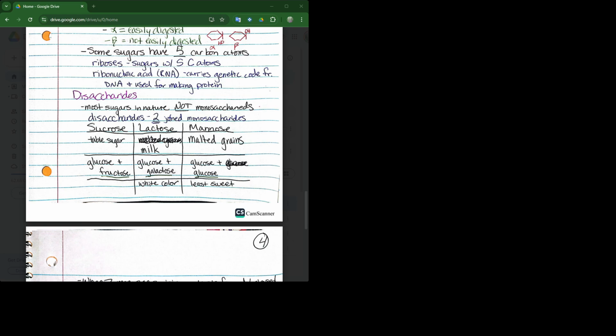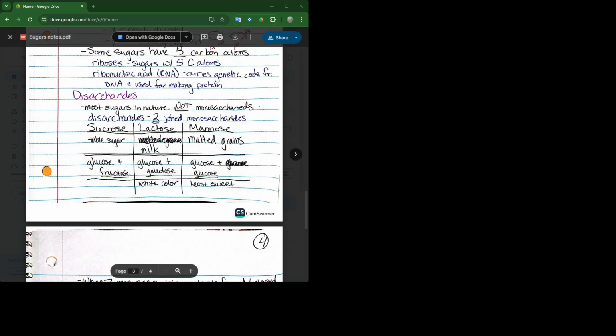So it's told us twice here that monosaccharides aren't really the main sugar, right? And so I'm going to write that down. Most sugars in nature are not monosaccharides. I spelled that wrong, but that's my first note. Okay. And within that also, it gave me a keyword, disaccharide. So I'm going to write that definition. Disaccharides, 2 joined monosaccharides.